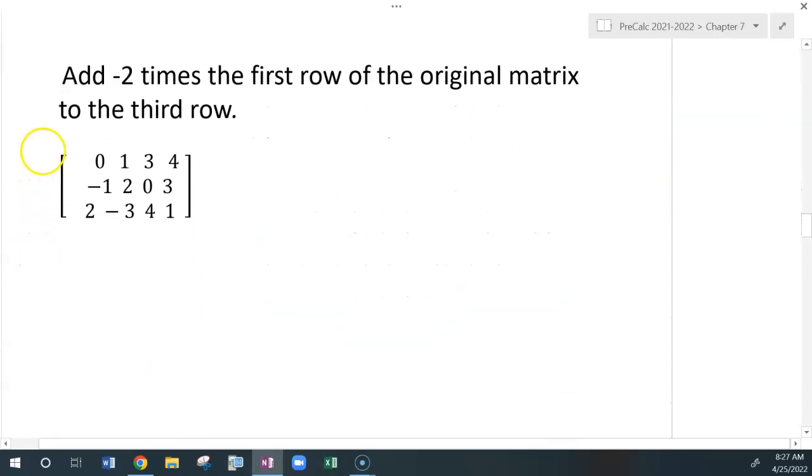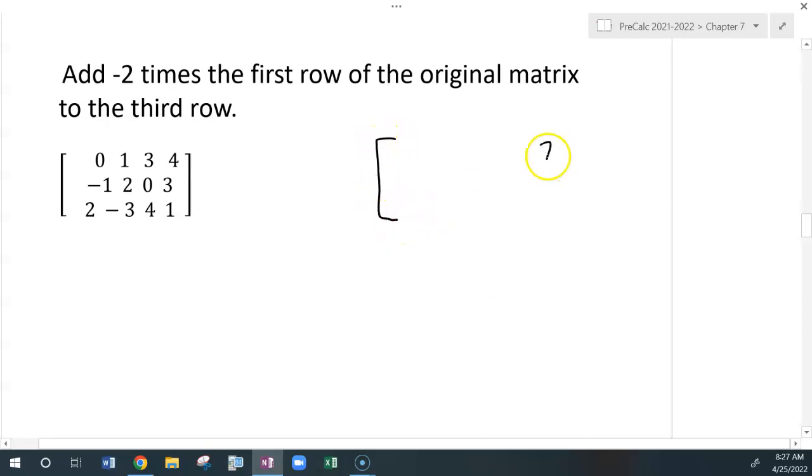Next idea is we're going to add -2 times the first row of the original matrix to the third row. So again, remember this is row 1, row 2, row 3, and I'm going to add -2 times the first row, so -2 row 1, and I'm adding that to the third row, plus row 3. And I do want you to write down this notation of what rows we're doing, so please include this information so that when I look at your work, I know what you're doing.